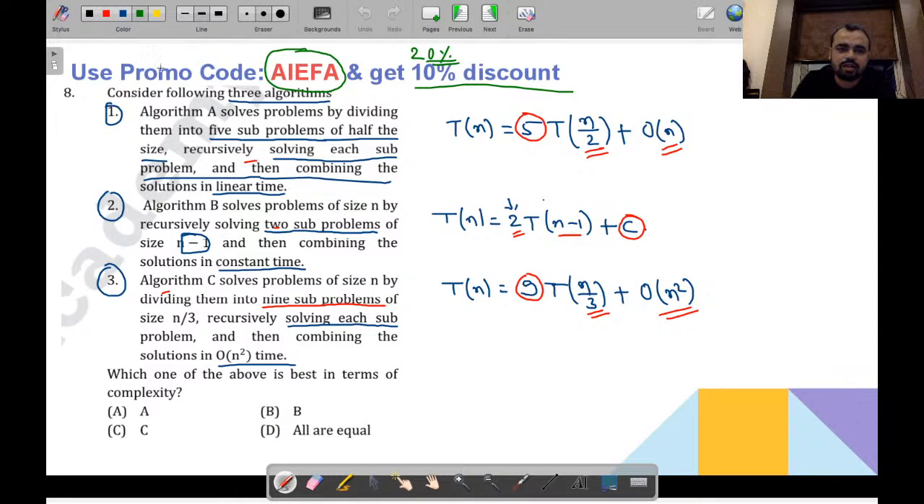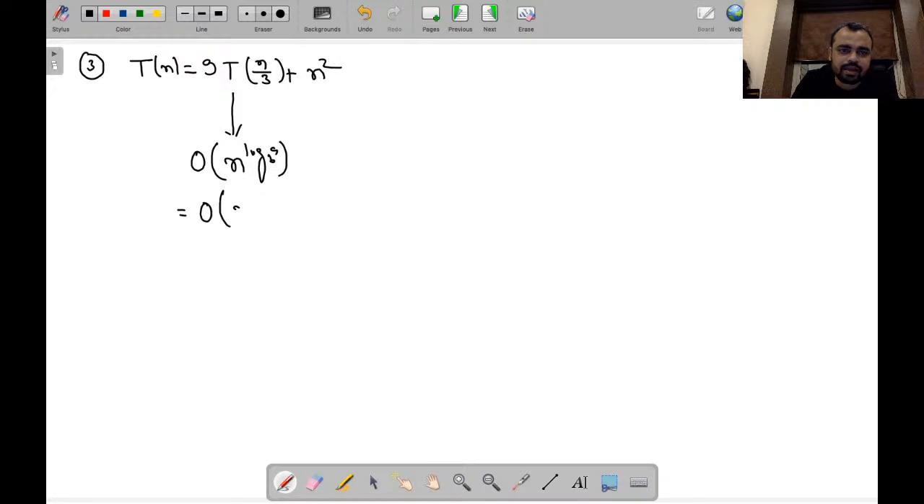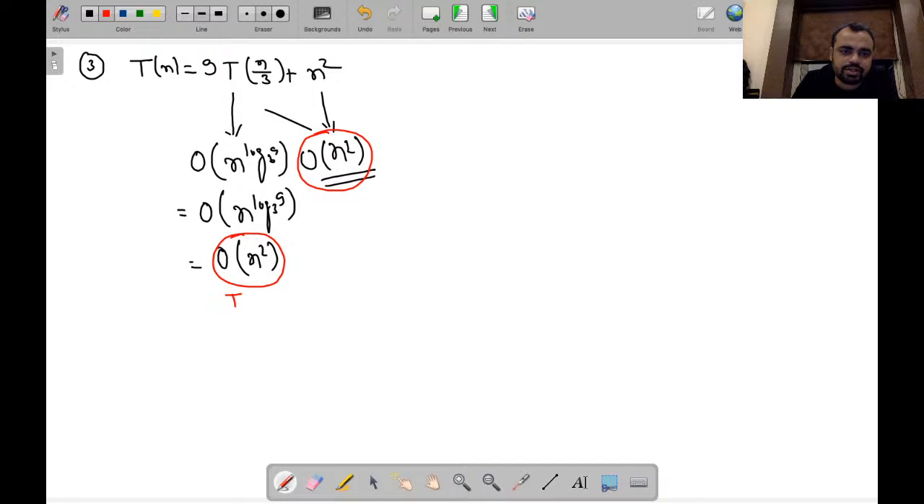Let's come to the third. This is T of n equal to 9 T of n by 3 plus order of n cube, and in the target T of n equal to T of n by 3 plus n square. Again, this part is deriving order of n to the power log of a on the base b, that is n to the power log of 9 base 3, which derives order of n, and this is also a order. So from both sides we are getting the same thing, this is the t1 and this is the t2.